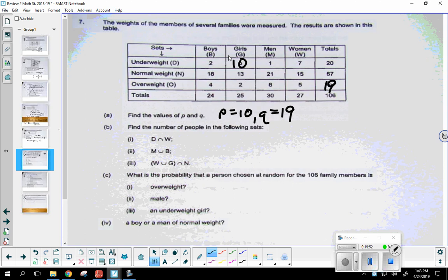Okay. All right. B, find the number of people in the following sets. Let me give you about a minute to take a look at this. Remember, what's the upside down U? That's the intersection. The U is the union. Remember we talked about the union is the marriage of two different items or sets. The intersection is only what they share, what they have in common. So let's say about a minute to go through B1, 2, 3, or I.